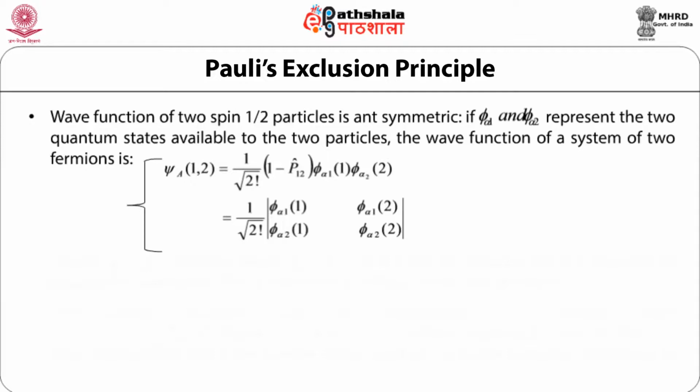Here one can see that this antisymmetric wave function denotes the complete state of the two-particle system that we are considering, that is the two fermions with spin half, whose individual quantum states are represented by the wave functions phi_alpha1 and phi_alpha2. This antisymmetric wave function vanishes. That means psi_A(1,2) vanishes when phi_alpha1 is equal to phi_alpha2, or when the two quantum states are equivalent.